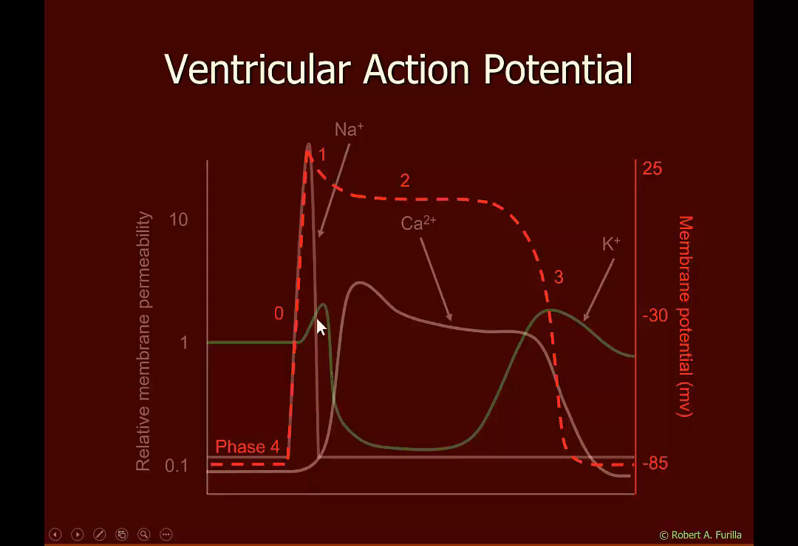But incomplete repolarization occurs because potassium channels close, calcium channels open. We see a plateau phase here, which is phase 2. During potassium exit and the loss of calcium entry, we have our repolarization phase. Call that phase 3. And we'll go from somewhere around minus 85 millivolts up to maybe 25, 30 millivolts.